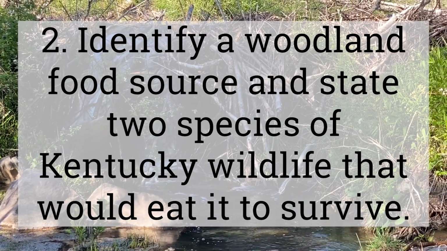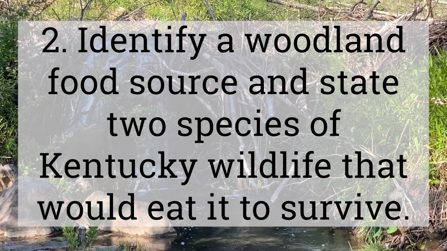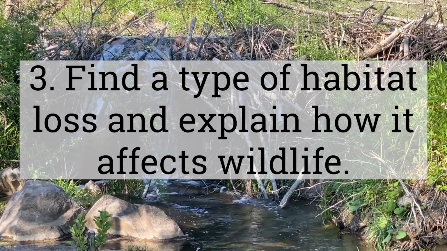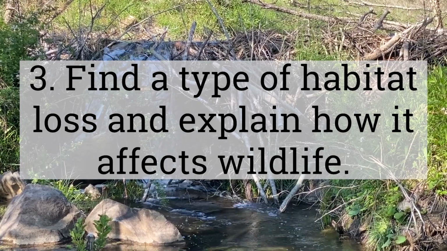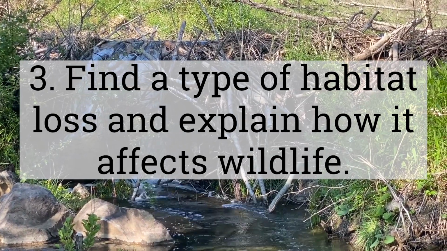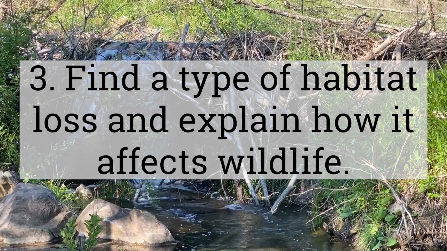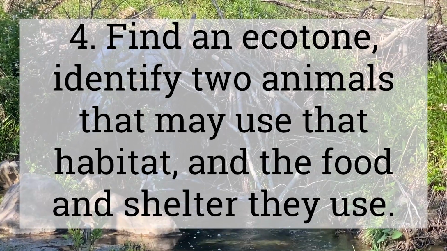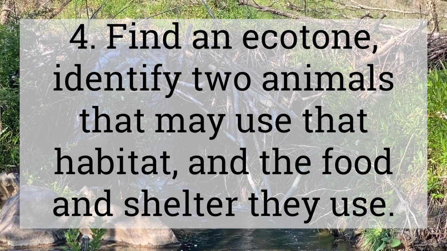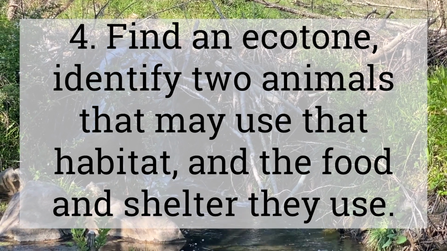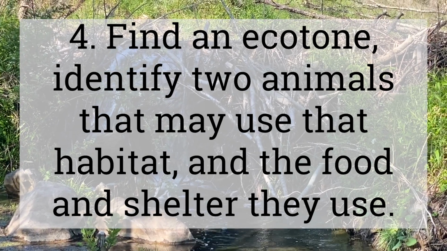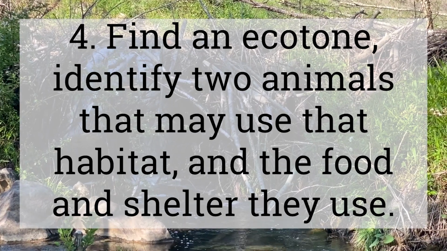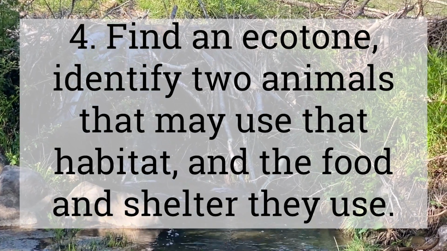Number 2, identify a woodland food source and state 2 species of Kentucky wildlife that would eat it in order to survive. Number 3, find a type of habitat loss and explain how it affects wildlife. You can use a picture of habitat loss if you're not able to show one in a video. Number 4, find an ecotone near your house. An ecotone is a place where two ecosystems come together. Identify two animals that may use that habitat and what food they may find and types of shelter they could use. Now you can also use a picture of an ecotone too if you can't find one around your house.